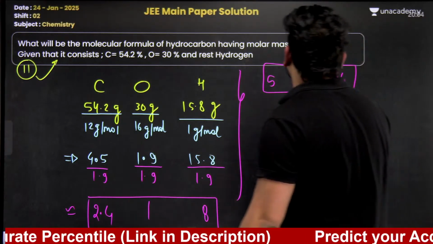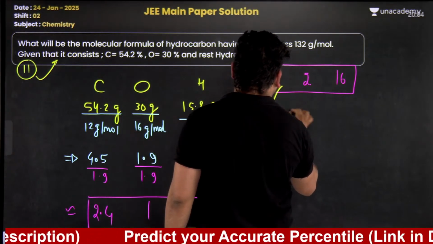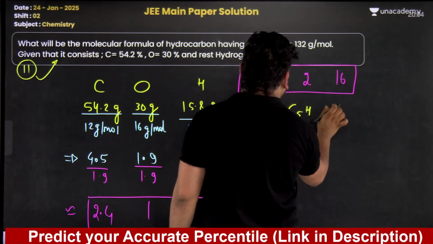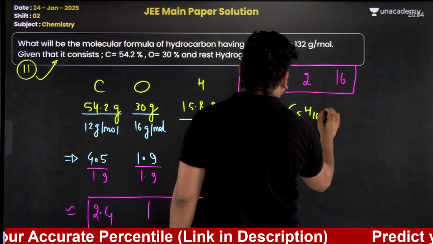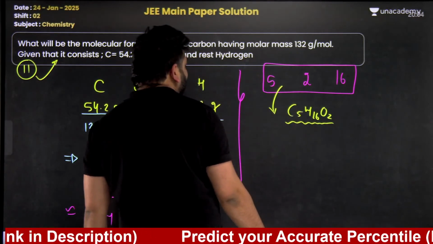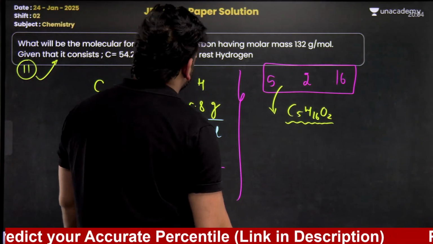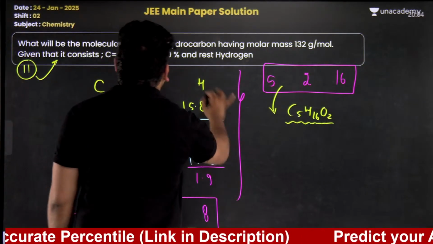And molar mass is also given, 132. So can I take this C5H16O2? Doesn't fit, man. This data is actually incorrect here.